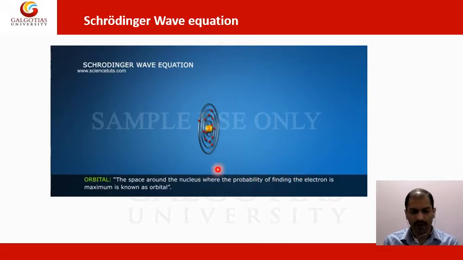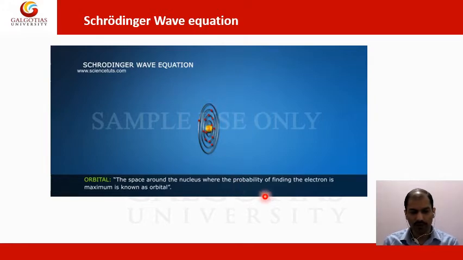Here you see the different orientations in the x, y and z directions. These three orbitals in each subshell are represented by px, py and pz, and the shape is dumbbell-like, so that is called a double dumbbell shape.